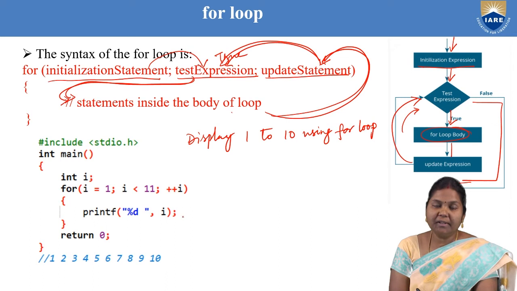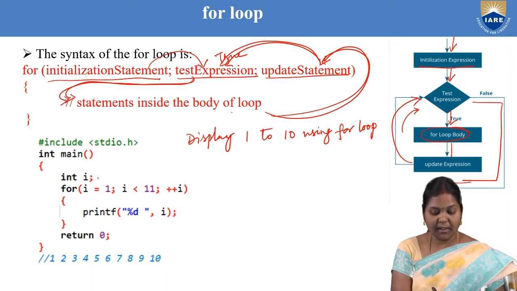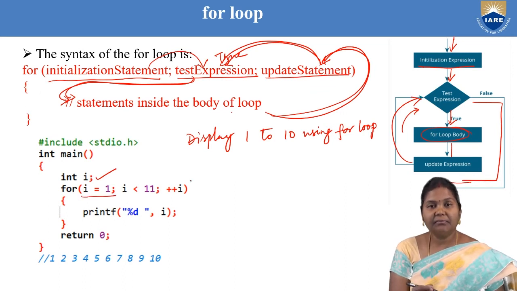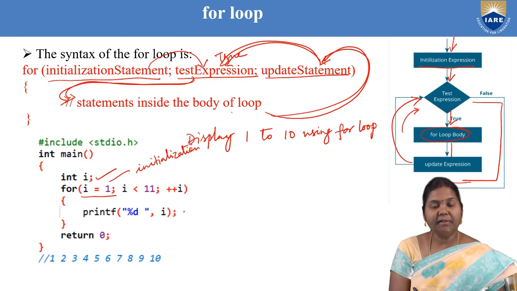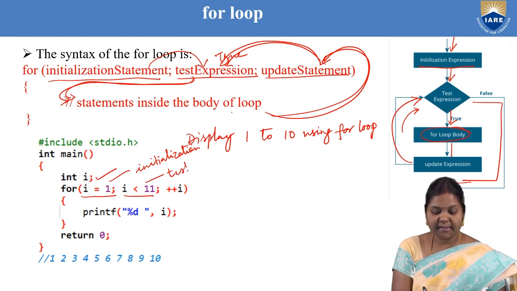So, if you want to display the natural numbers from 1 to 10, let us take a variable I. Initially, in the for loop, initialize the value of I equal to 1. This part is called initialization. After initializing, we test the condition. This part is called the test condition.